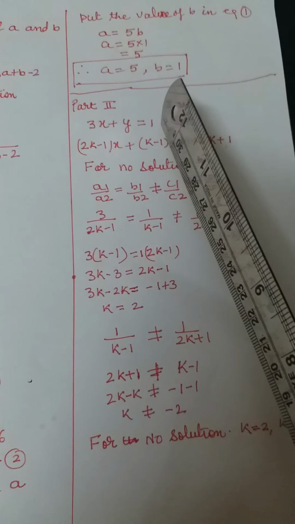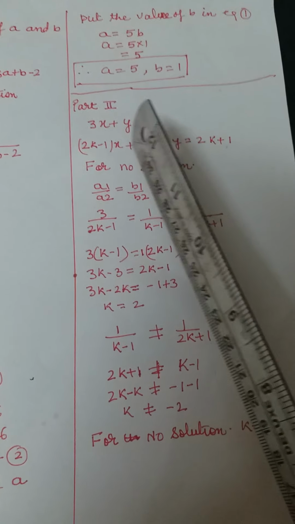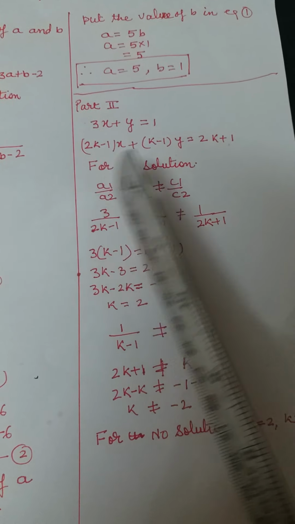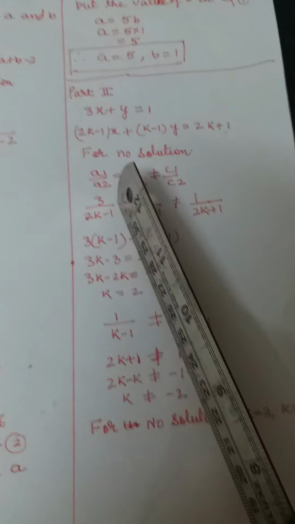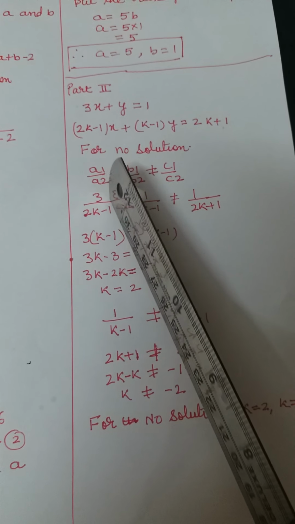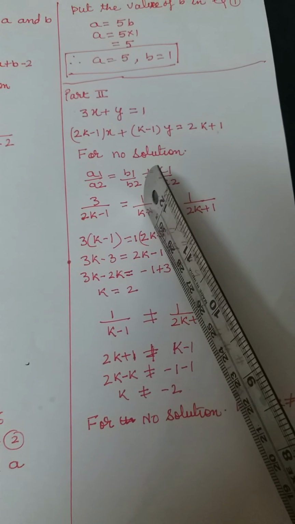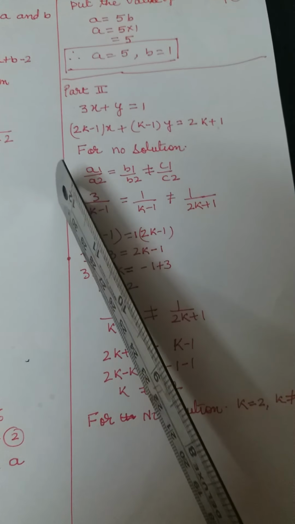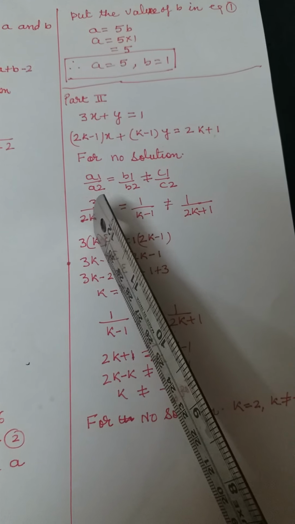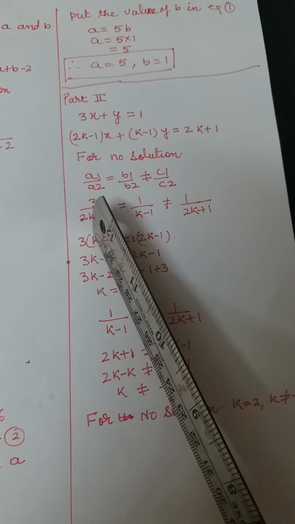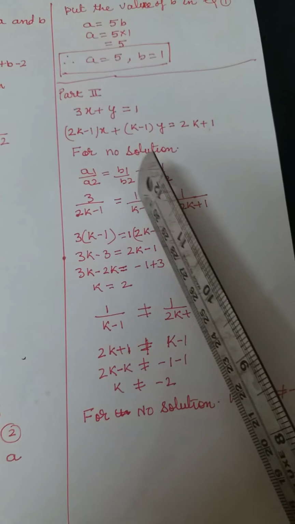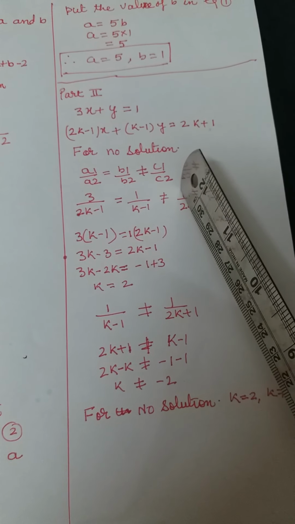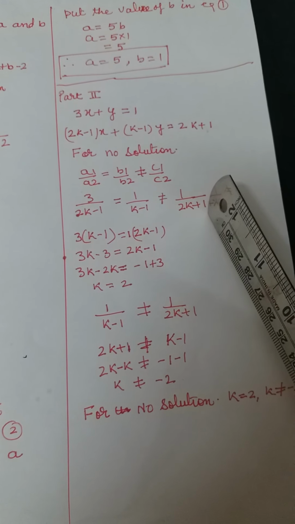In part number 2, you have to tell for what value of k the following pair of equations will have no solution. As you know, for no solution, a1 upon a2 equal to b1 upon b2, but not equal to c1 upon c2. Here again a1 is 3 and a2 is 2k minus 1, and b1 is 1 and b2 is k minus 1, and c1 is 1 and c2 is 2k plus 1.